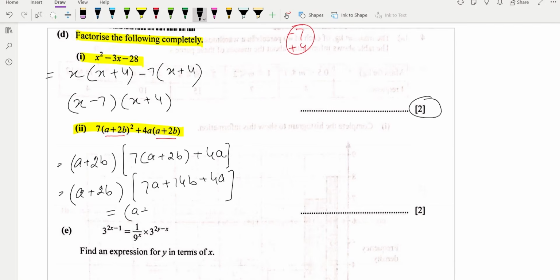We can rewrite it as a plus 2b, and this will be 7 plus 4 will be 11, so it will be 11a plus 14b. This will be the final answer which we can provide over the given space over here. A plus 2b into 11a plus 14b. This will be the part which we are supposed to do.